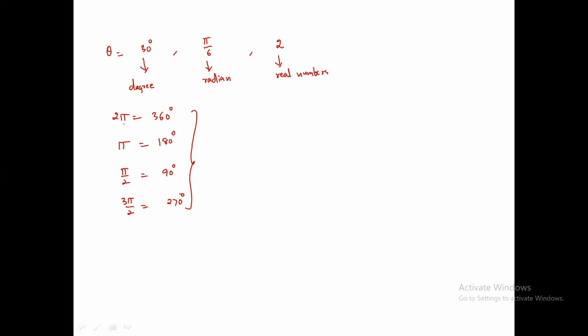Actually, you need not remember also. It is logic. 2 pi is 360 degrees means pi will be half of 360 degrees, 180. Pi by 2 means half of 180, that is 90. 3 pi by 2 means multiply pi by 2 by 3, 90 by 3. Very easy logic.